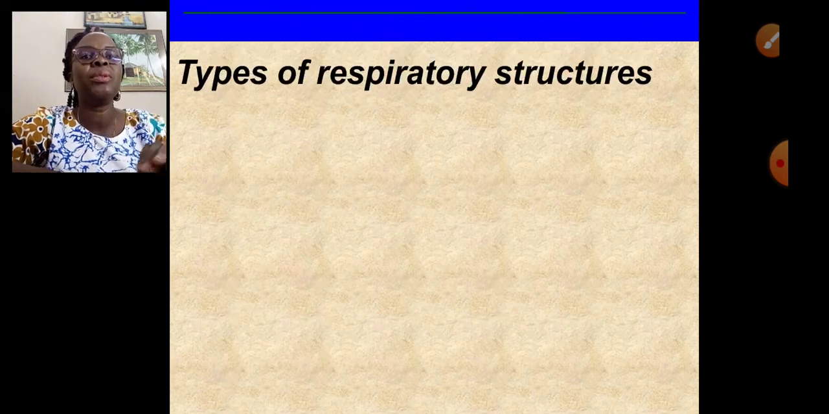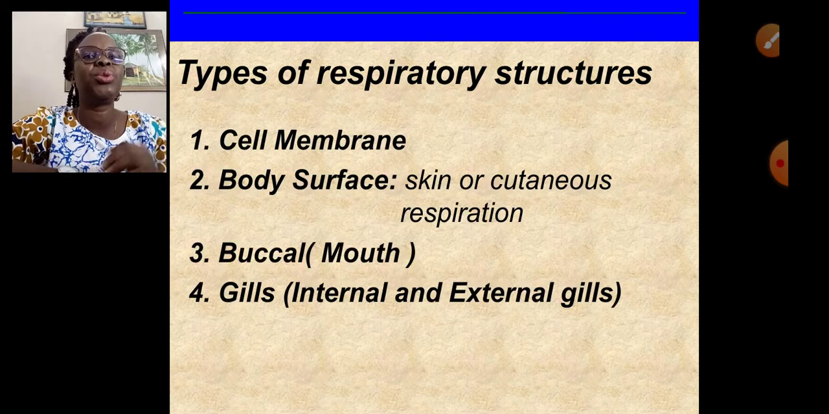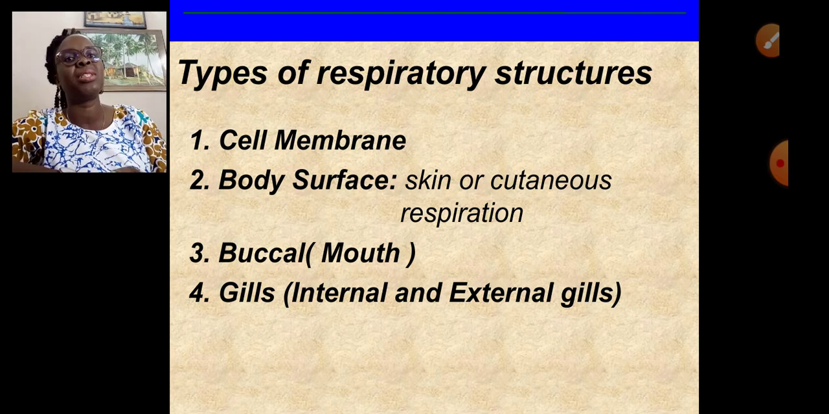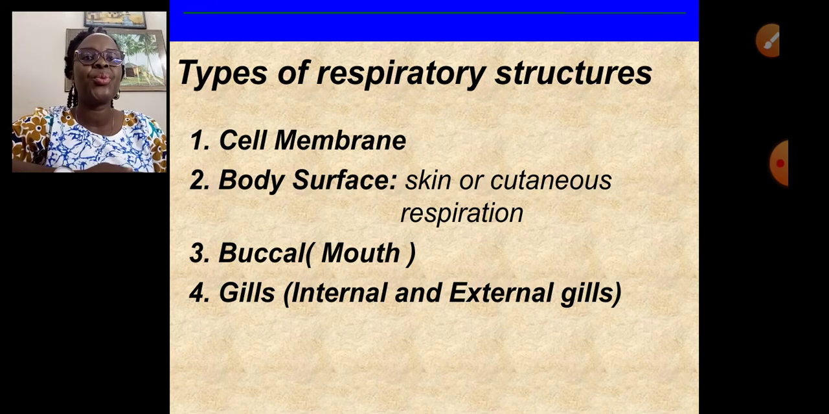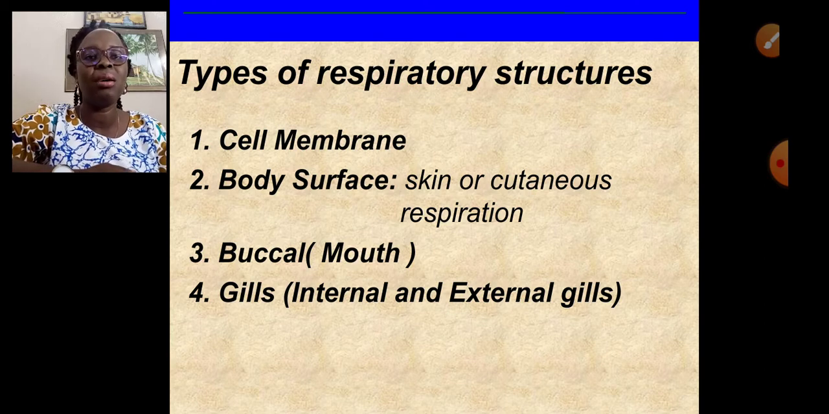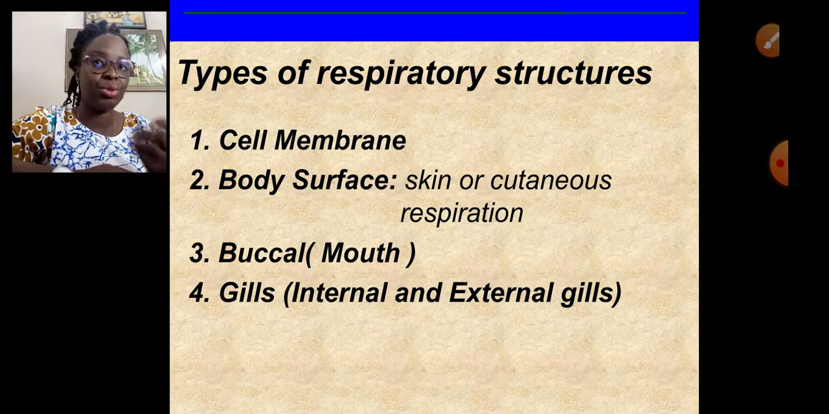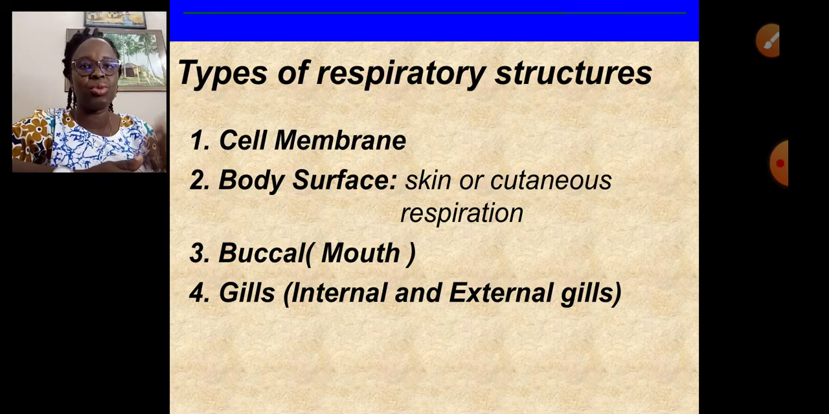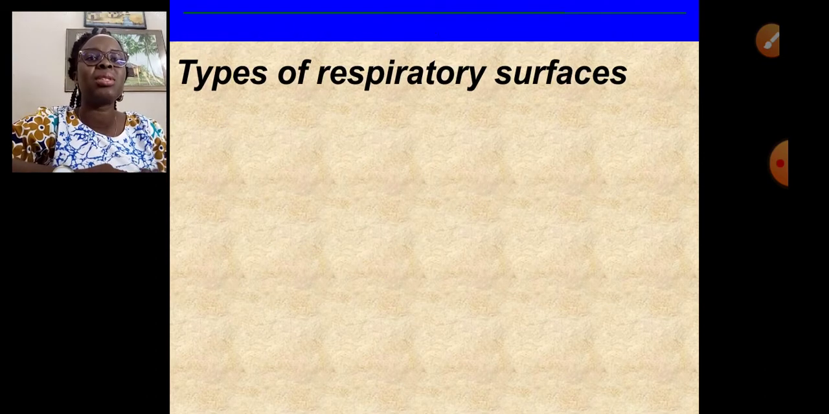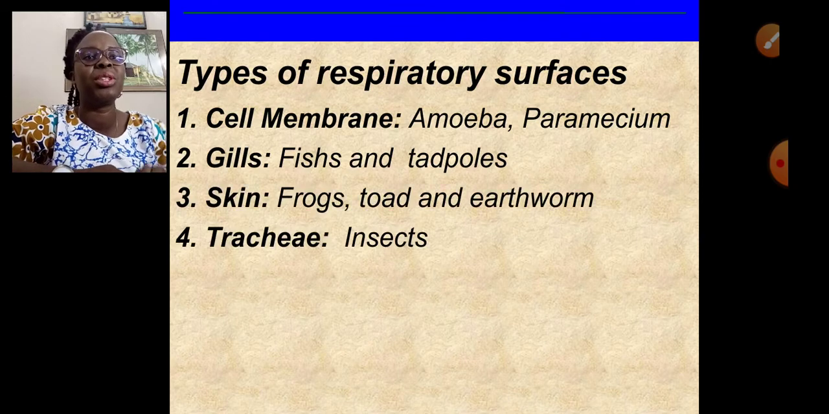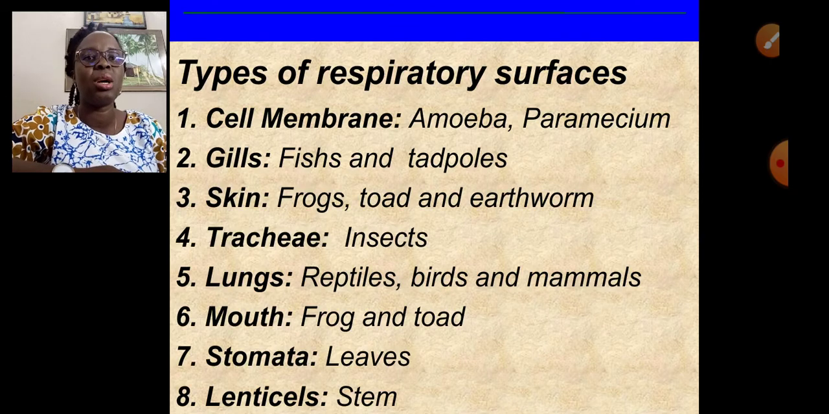So let's move on. Types of respiratory surfaces. We have four major types of respiratory surfaces. We have the cell membrane, we have the body surfaces, we have the buccal, which is also known as the mouth, and we have the gills. We'll look more into it.